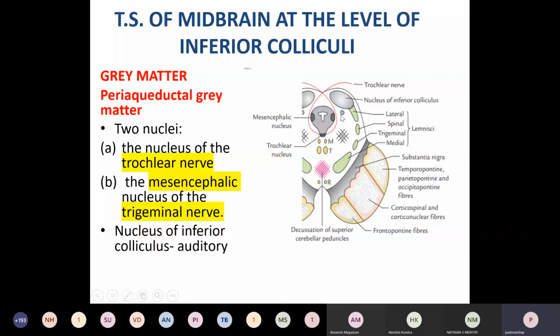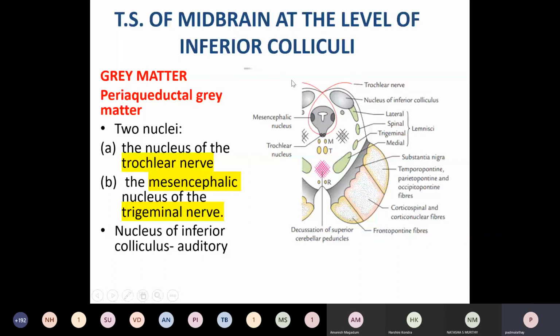Here the fibers of the trochlear nerve arising from the trochlear nucleus run by the side of the cerebral aqueduct in the gray matter and reach towards the dorsal surface. They decussate and emerge from the dorsal surface of the midbrain.